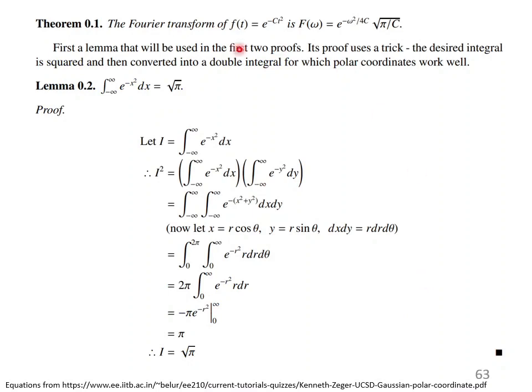We want to prove this theorem: the Fourier transform of an exponential function is still an exponential function. The only difference is the coefficient. To prove it, we need two lemmas. The first one is the integral of an exponential function from negative infinity to positive infinity for this term. The result is the square root of pi. So how to prove it?